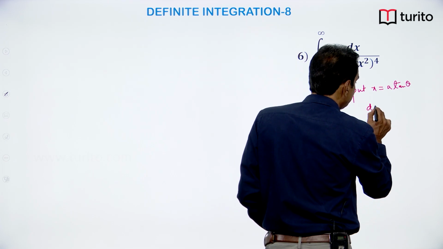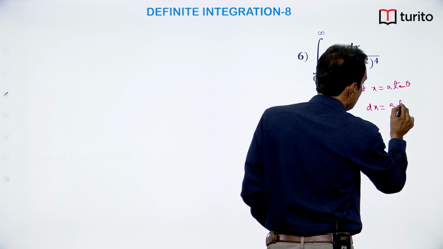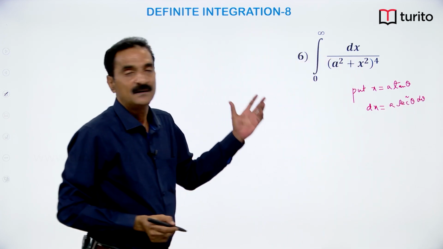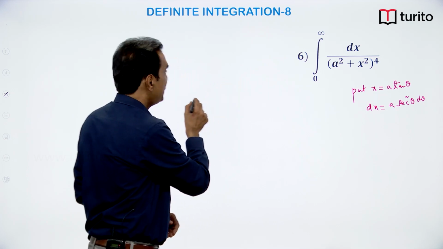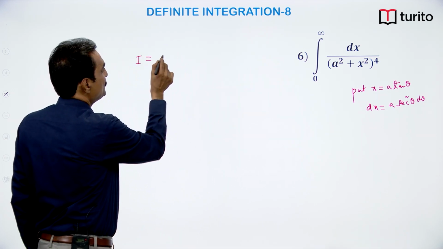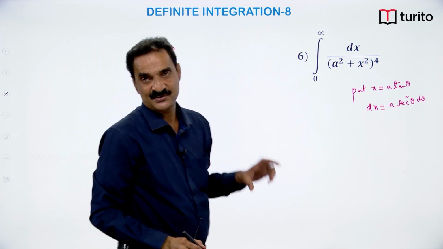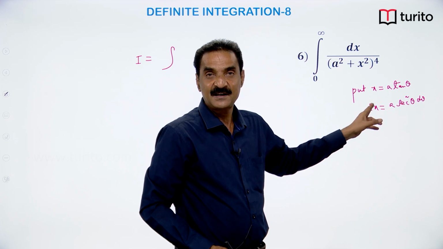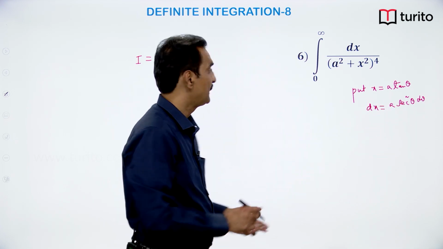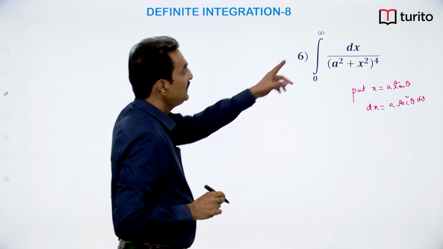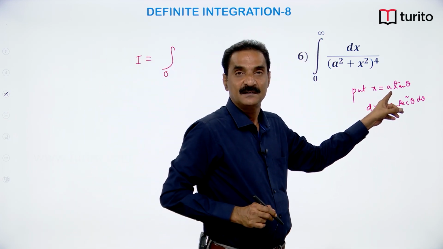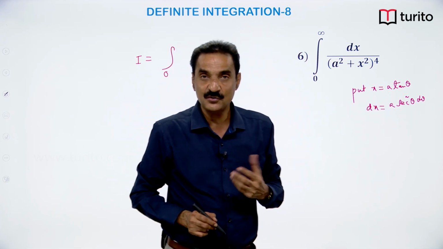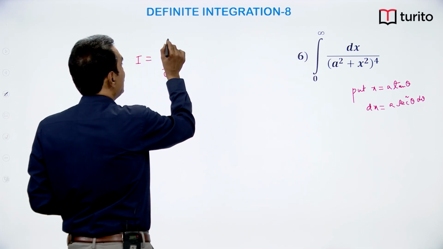dx is equal to a secant square theta d theta. Now, let us write the integral as I. I is equal to, first change the limits. If x is 0, what is theta? If a tan theta is 0, theta will be 0. If x is infinity, a tan theta is infinity. If tan theta tends to infinity, then theta tends to pi by 2. We are taking the principal values only.